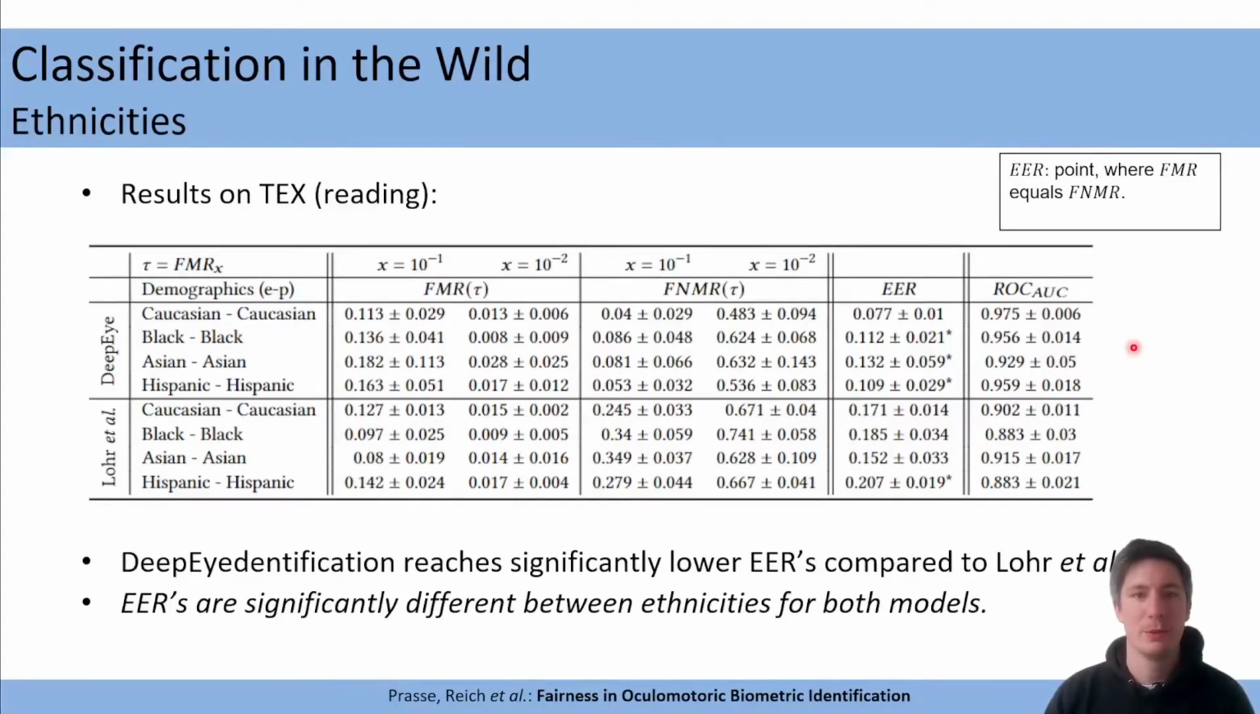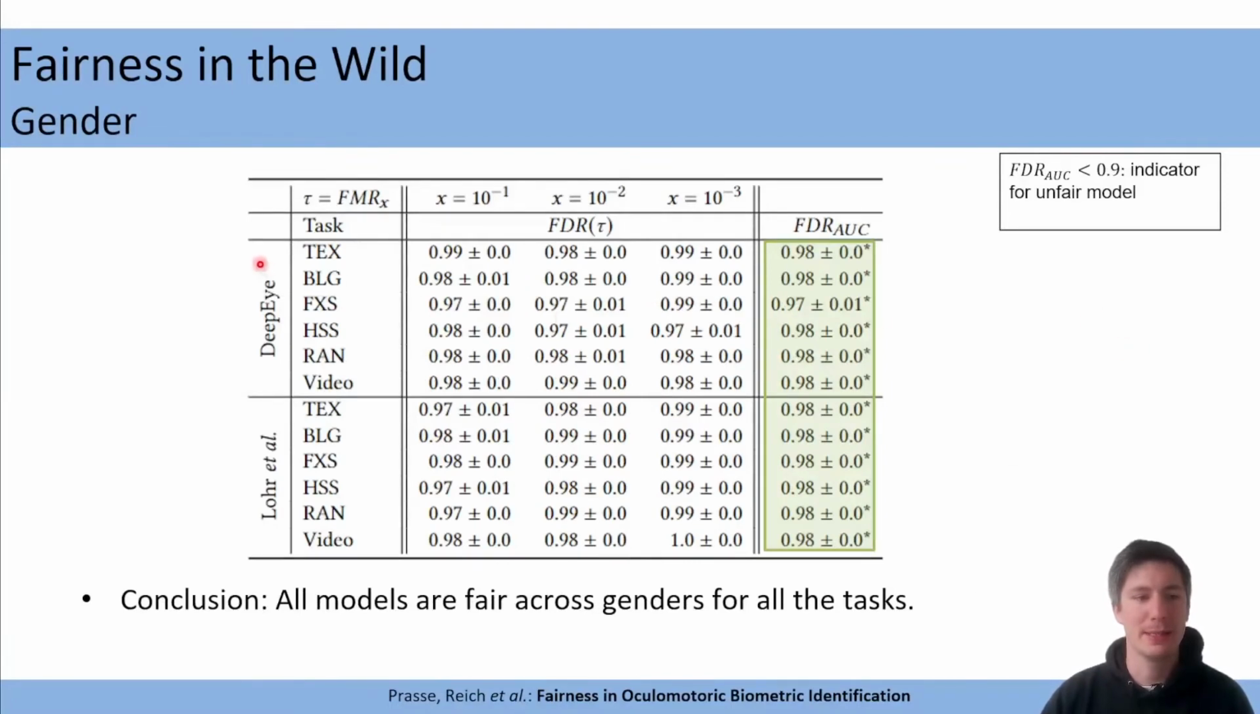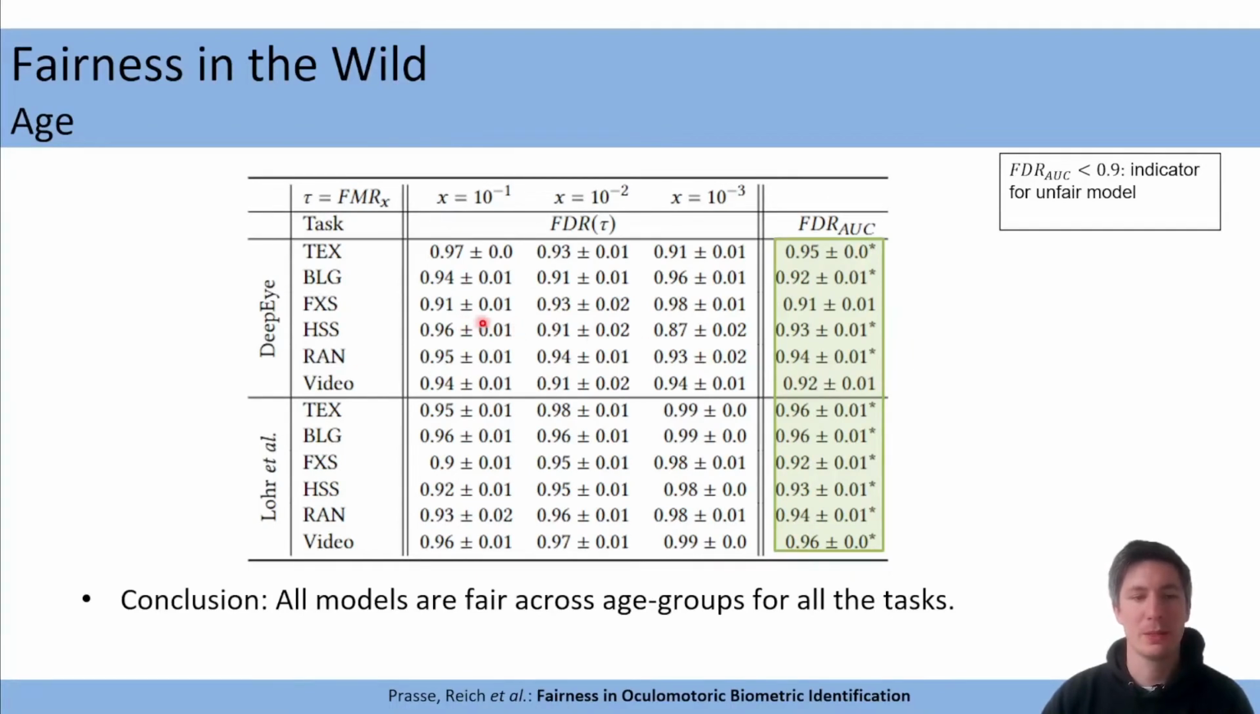Let's have a look at the first demographic. The first demographic is gender, and we can see that both models for all tasks have significantly higher FDR AUC than 0.9. So we can assume that both models are fair across genders for all tasks. We have a very similar story with respect to age. We can see that both models for almost all tasks have an FDR AUC which is significantly above 0.9 and hence can be assumed as fair. This is a major advantage over, for example, face recognition, which shows discrimination with respect to age or gender.